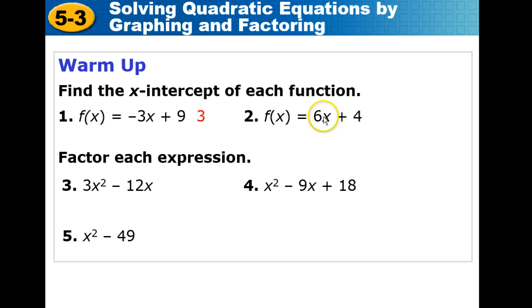We can do the same on this side. We can plug in 0 for f of x. We can subtract 4 from both sides, and we can get an x-intercept of negative 2/3.